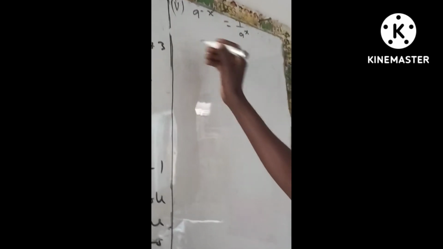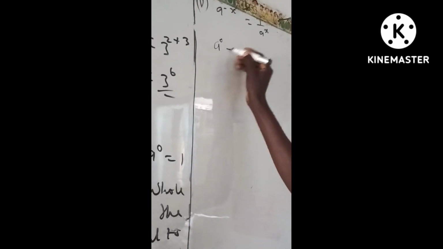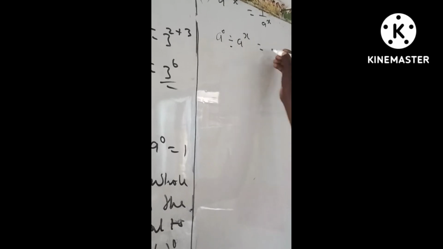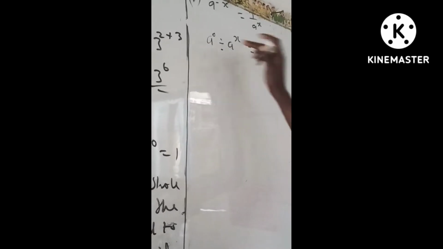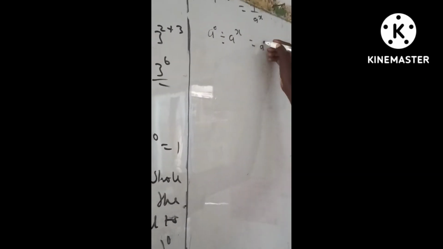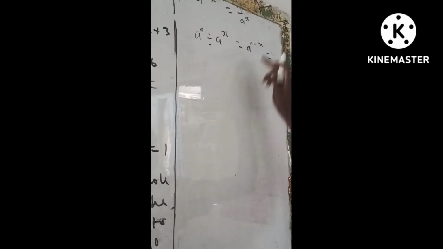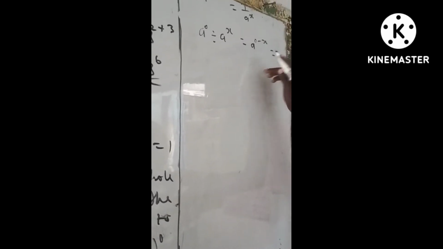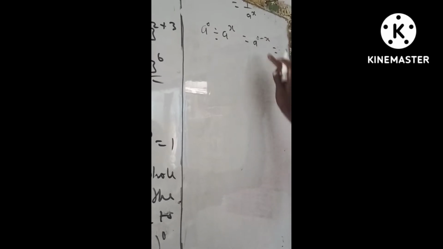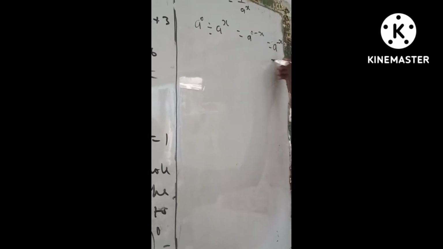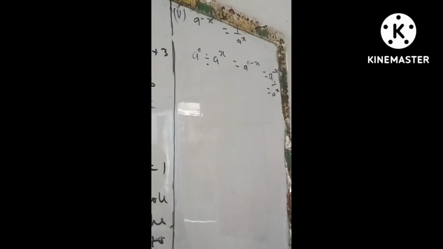Now let's try it. We have a raised to the power 0 divided by a raised to the power x. The bases are the same. The powers, we have 0 and x, so we have 0 minus x, which is what? Minus x. That is, we have a to the power of minus x. So it's written as a to the power of minus x, which gives you 1 over a raised to the power x. So that is how we got this.